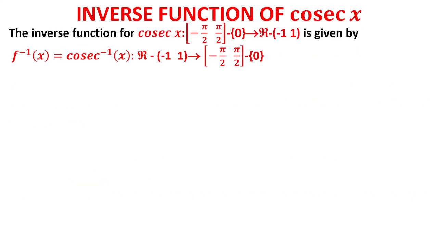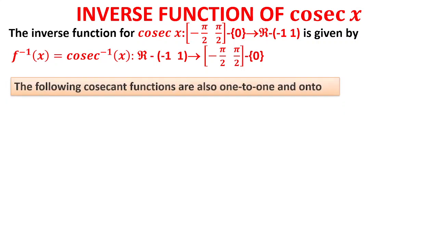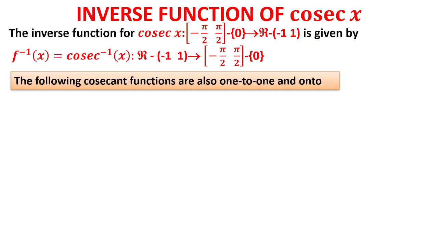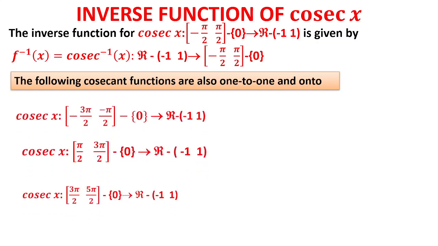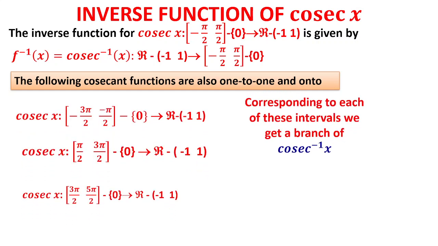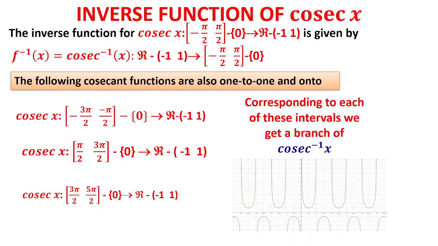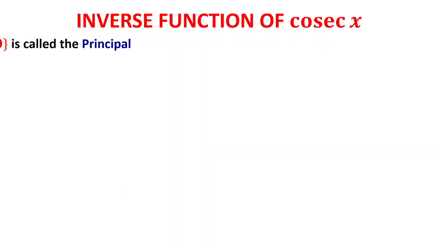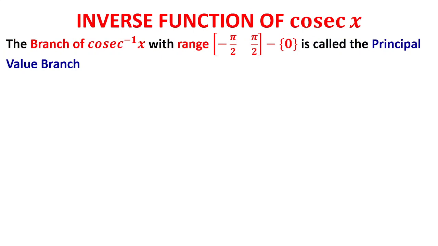Therefore, the inverse is cosecant inverse x from R minus minus 1 to 1, that is, all real numbers except the real numbers lying between minus 1 and 1, to minus pi by 2 to pi by 2 minus 0. Similarly, other cosecant functions will also be one-one and onto. We have branches. Corresponding to each of these intervals, we get a branch of cosecant inverse x; there is a figure for this. But out of them, we take a principal branch. Therefore, the branch is minus pi by 2 to pi by 2 minus 0.